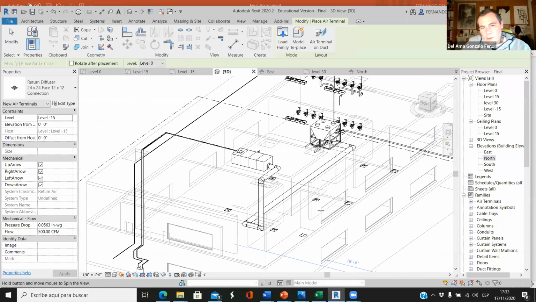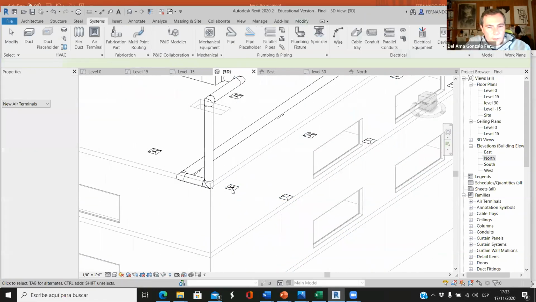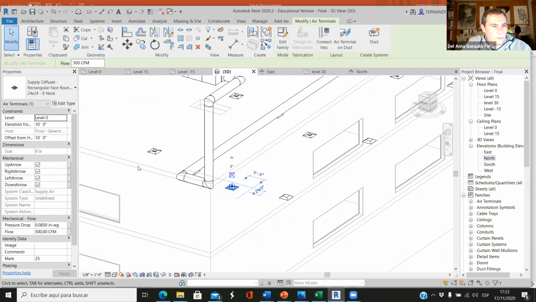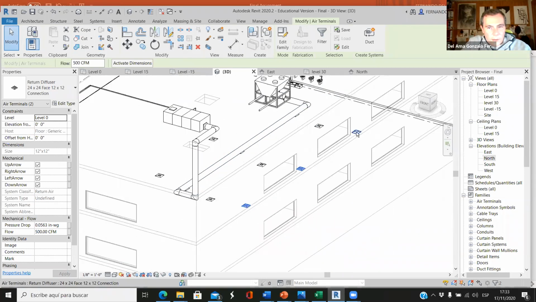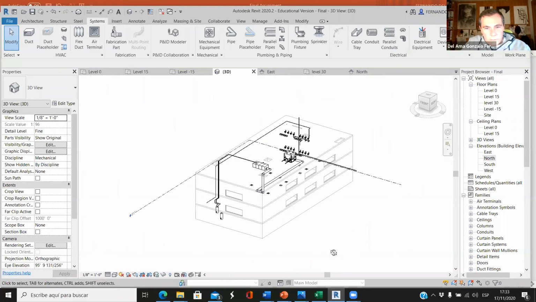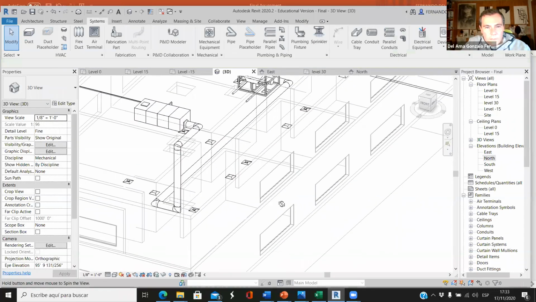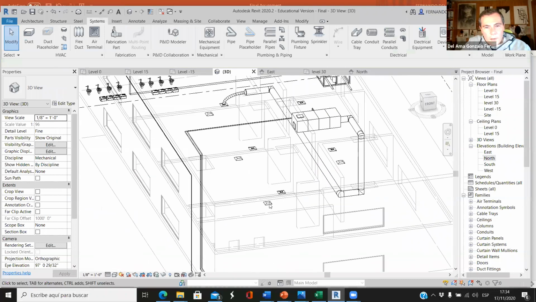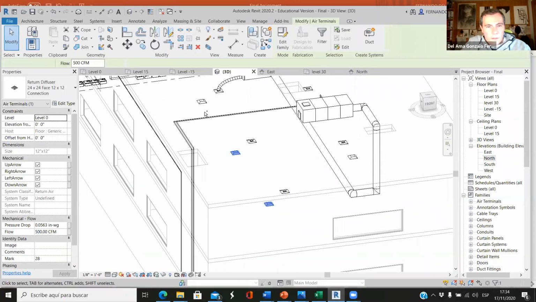Okay, I have to change the elevation again. What was the elevation of this? This 10. Okay, so I think I can select all these and change this to 10. All these. Change this to 10.